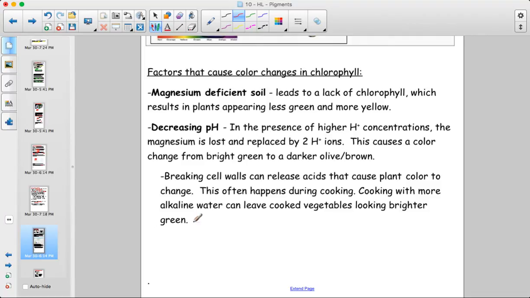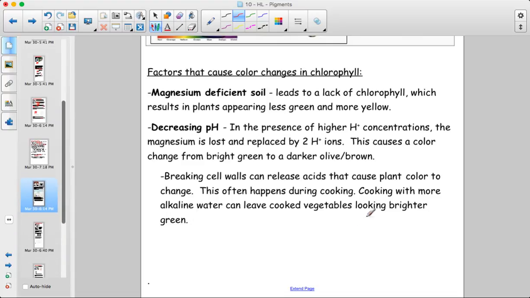If you break up the cell walls in plants, they often start to darken because as you break up the cell walls, that often releases small amounts of acid that are within the plant. And so those acids are causing this same color change within the chlorophyll. The H+ ions are replacing some of the magnesium ions, which causes them to look darker. If you cook vegetables in slightly alkaline water, like by adding baking soda, apparently it can keep the vegetables looking brighter green because it prevents this change from happening.